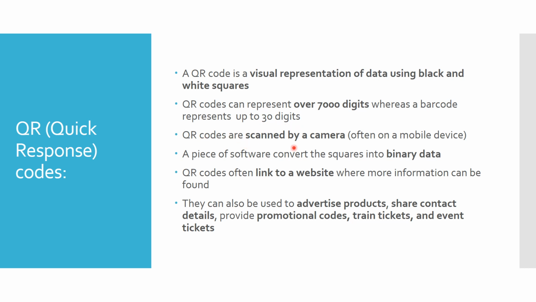QR codes are scanned by a camera, often on a mobile phone. A piece of software converts the squares into binary data, as we were converting the barcodes. QR codes often link to websites where more information can be found, and they can also be used to advertise products, share contact details, provide promotional codes, train tickets, and event tickets.